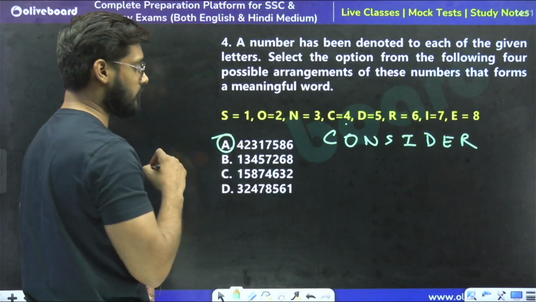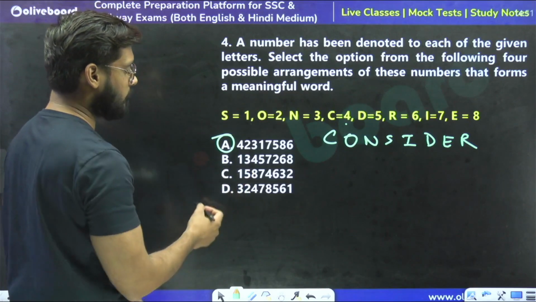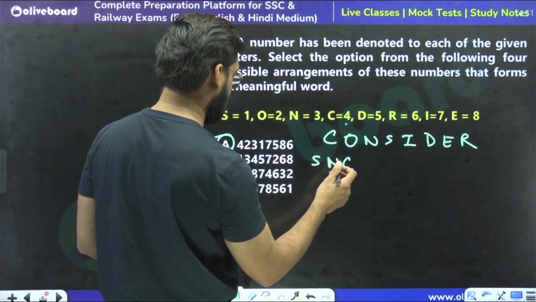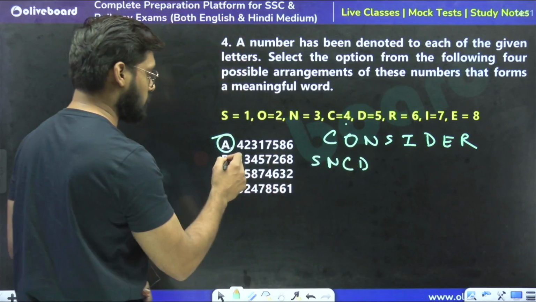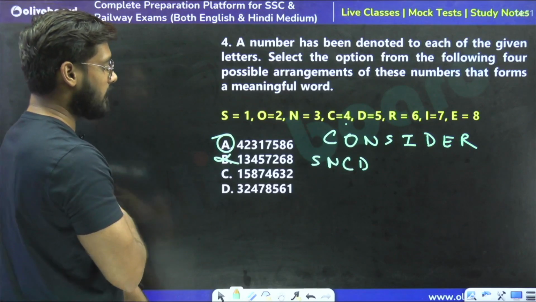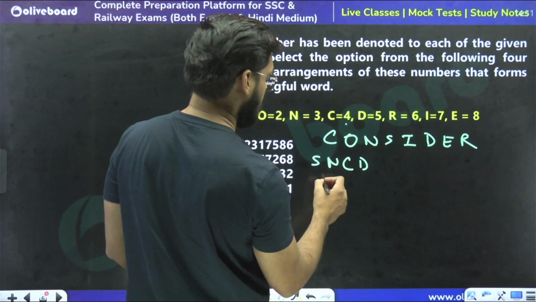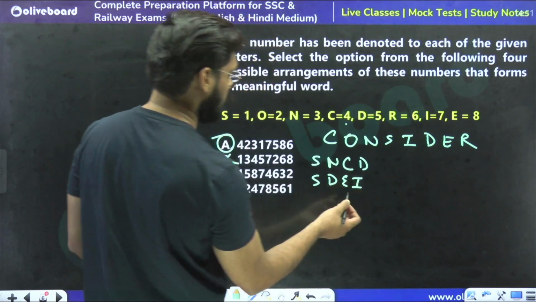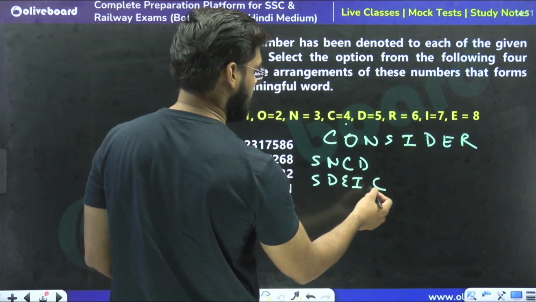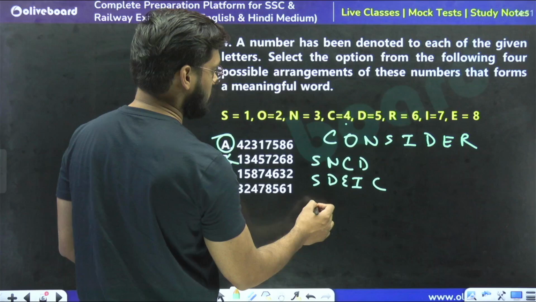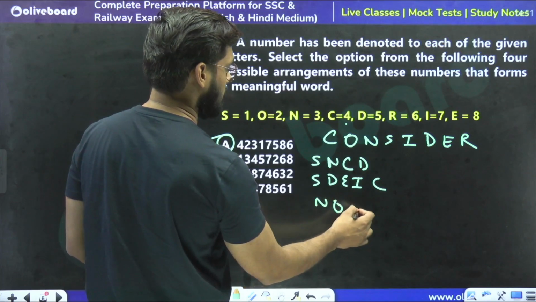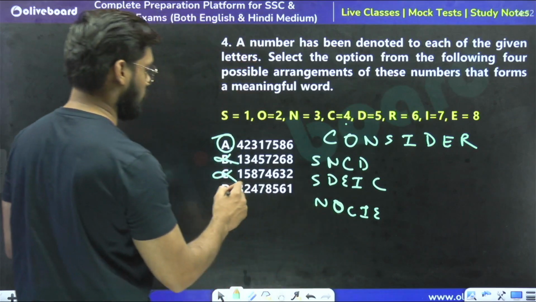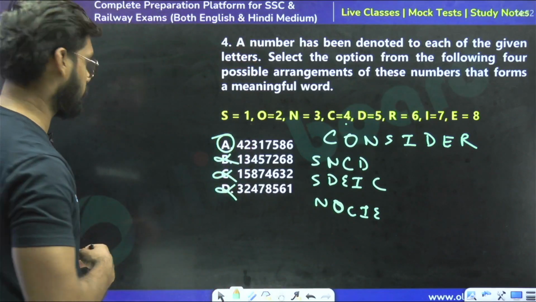We can make the word consider from A. Let's see from B. 1, 3, 4, 5. 1 means S, 3 means N, 4 means C, S N C, 5 means D. S N C D. Oh no, this cannot be any meaningful word. 1587: S, D, 8 means E, 7 means I, S D E I. No, this cannot be any meaningful word. 4 means C, D I C. No. 3247: N O C I, NOCI, and 8 is E, NOCIE. No, we cannot make it. Only one meaningful word can we make, that is consider from option number A.